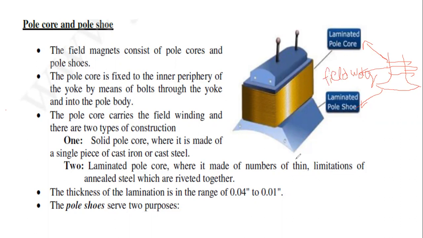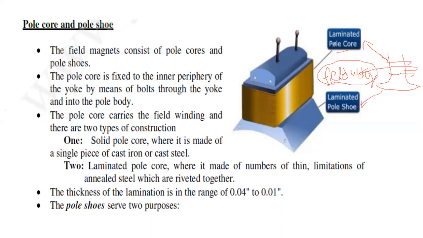This is the practical view of the field system. This is the pole core, this is the pole shoe, and this is the field winding. The pole core is used to give support for the field winding. Next, the pole shoe is used to give support for the pole core. This is the purpose of the pole core and the pole shoe.